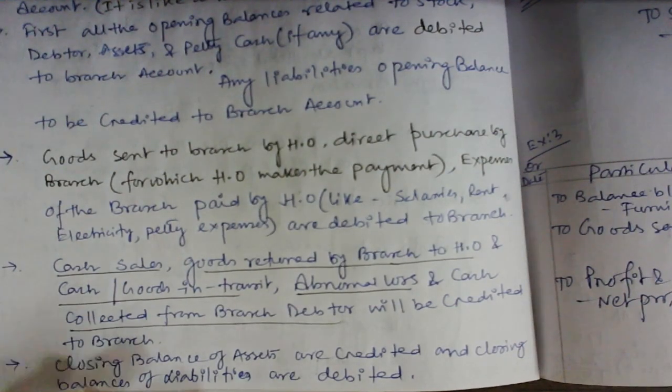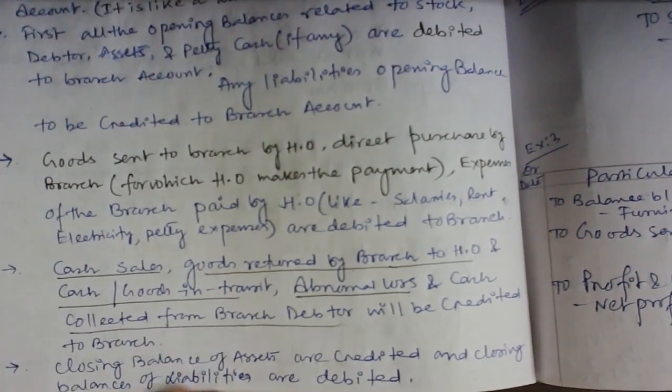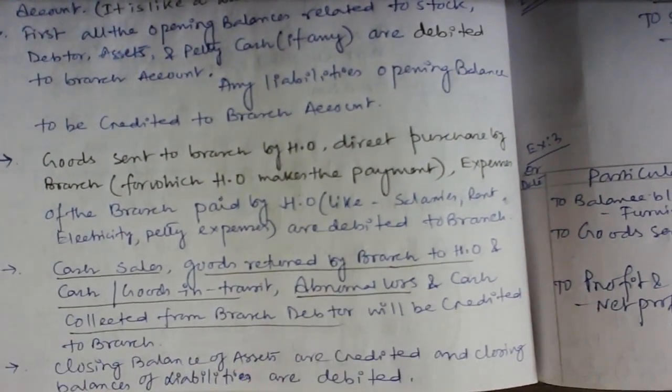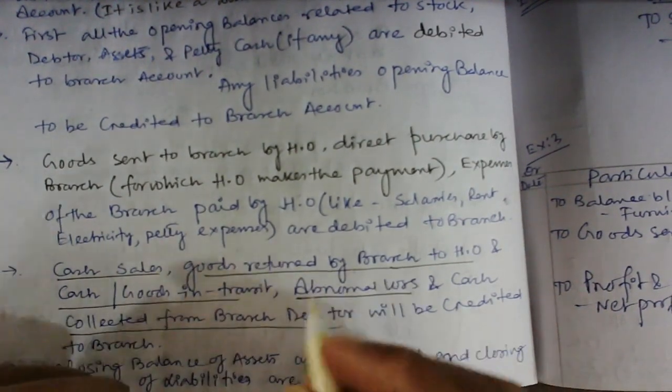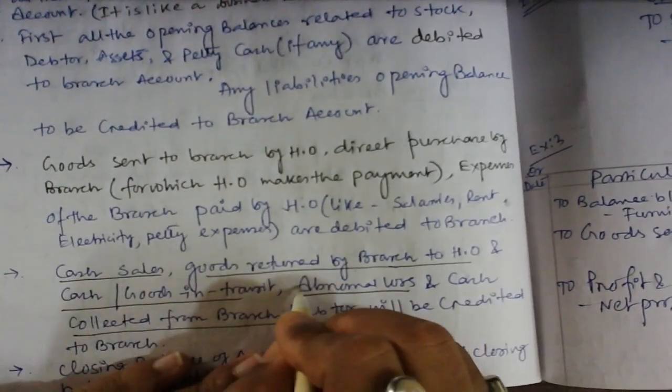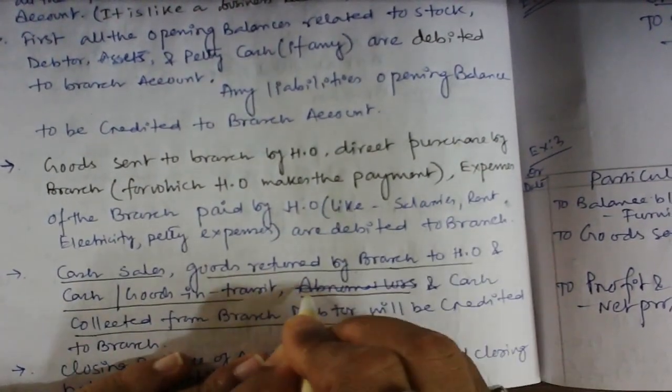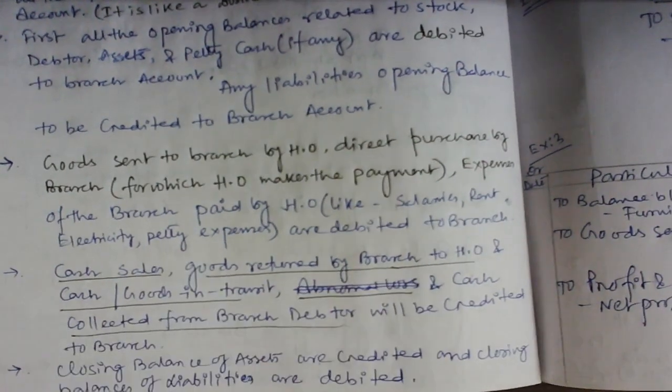Okay, now just remember this. This abnormal loss is going to be placed in the branch stock account, not here. So you can do one thing: here, just cut down the abnormal loss once, guys. Okay, just cut it down, please. I am requesting, just cut down this abnormal loss right now here.